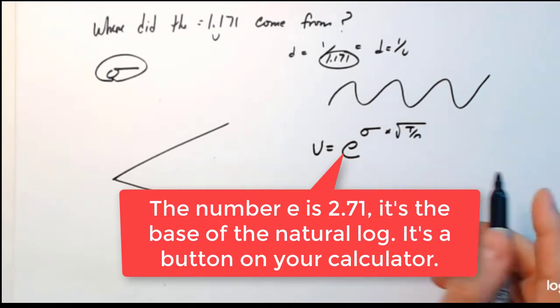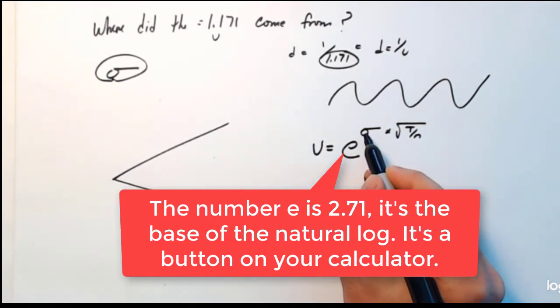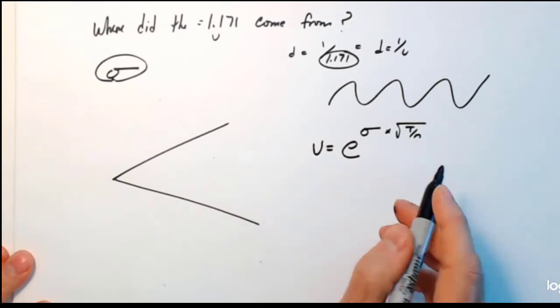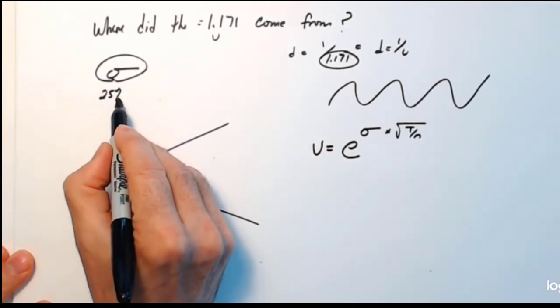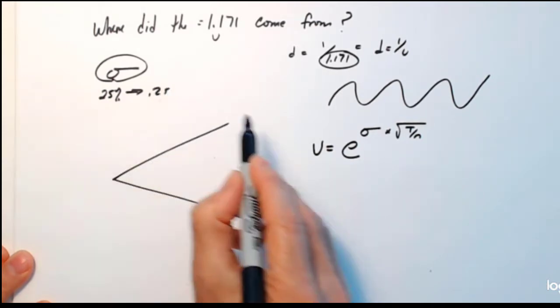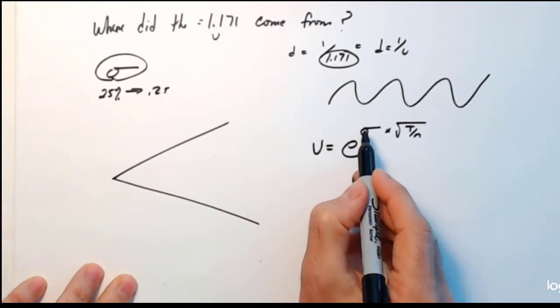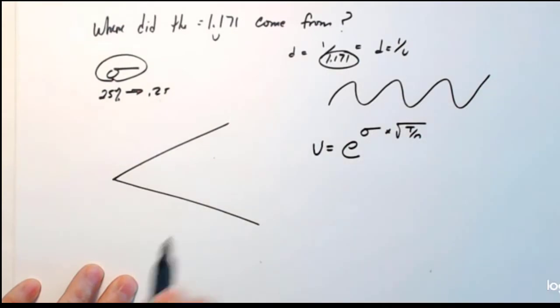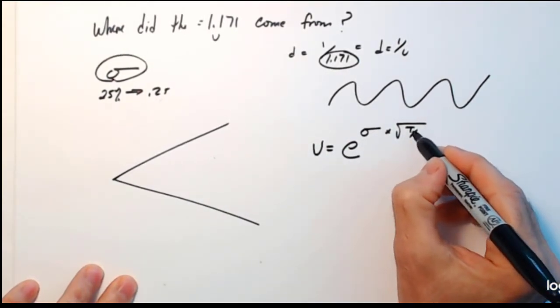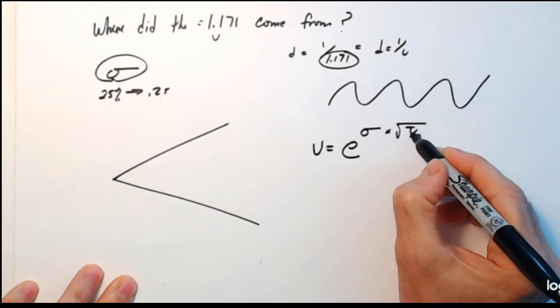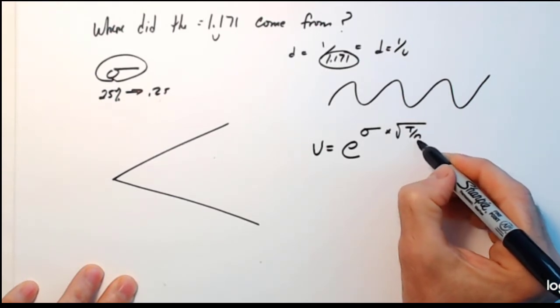Now that looks like a big ugly formula. It's not that bad. Sigma is volatility in decimal form. So this is like a standard deviation of 25%, that's 0.25. So you'd plug 0.25 in here if I give you the volatility, the standard deviation of the stock. T is the time to expiration of the option, measured in years. And N is the number of steps.